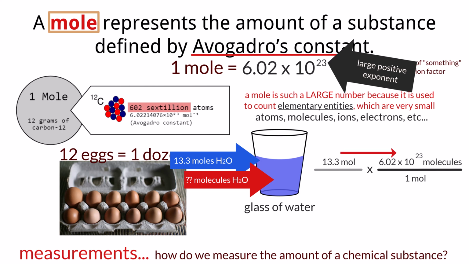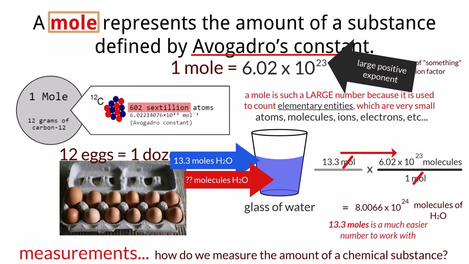We multiply across. 13.3 times 6.02 times 10 to the 23rd equals about 8.0066 times 10 to the 24th for the numerator. The denominator is 1, and the mole units cancel out. So we can say that 13.3 moles of water has around 8 septillion, move the decimal 24 places to the right, molecules within it. As that is such a large number, you can see how it is easier to just measure and talk about it in terms of moles.